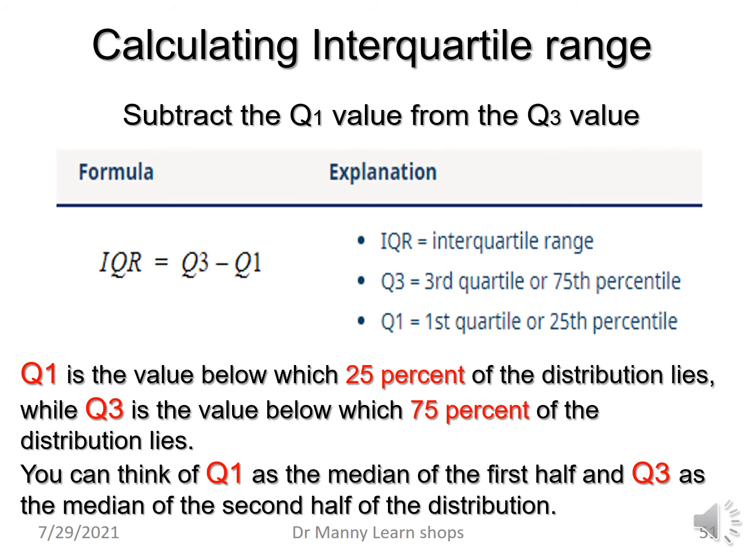To calculate the interquartile range, you subtract the first quartile value from the third quartile value. The formula is as shown: interquartile range equals the third quartile minus the first quartile. The first quartile is the value below which 25% of the distribution lies, while the third quartile is the value below which 75% of the distribution lies. So you can think of the first quartile as the median of the first half and the third quartile as the median of the second half of the distribution.